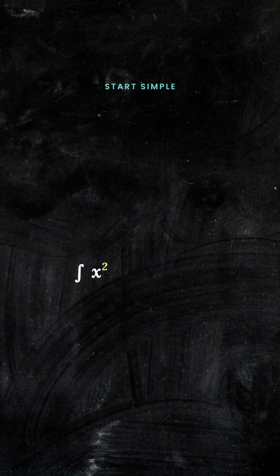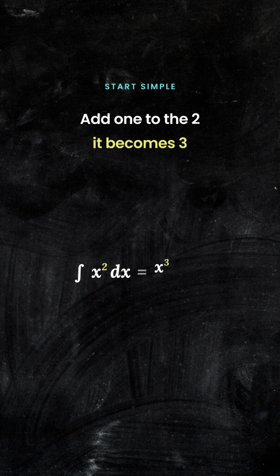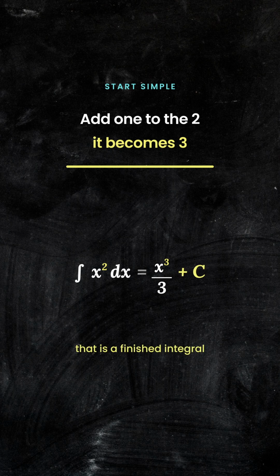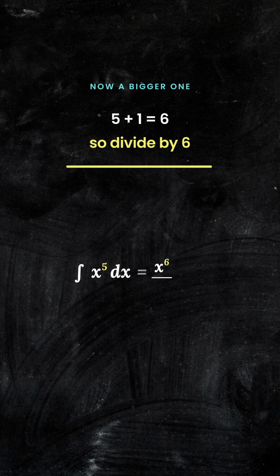For example, x squared, we add 1 to it and it becomes x cubed. We take the new exponent and put it in the denominator, don't forget, and say plus the constant c. That's it. That's an integral we've done. If it were 5x to the power of 5, we add 1 and it becomes 6, divided by the new exponent 6, plus the constant c.